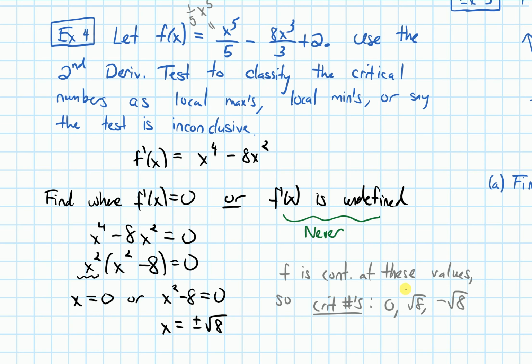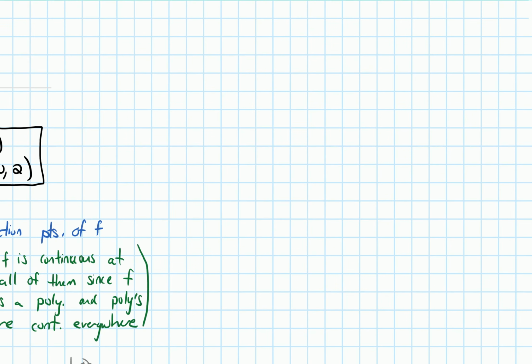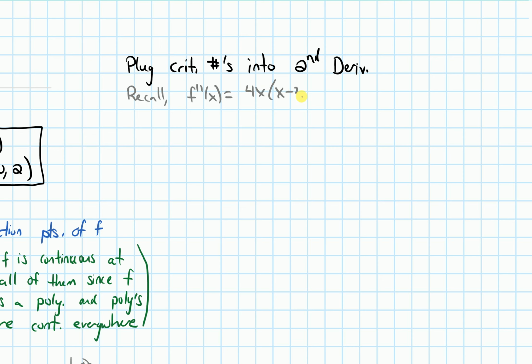Okay, so let's apply the second derivative test to these values. What we need to do is plug the critical numbers into the second derivative. So let's recall what the second derivative was. We had actually written it in factored form in the previous video. It was 4x times x minus 2 times x plus 2. And it's just a little bit easier to plug into factored form to determine whether the whole thing is going to be positive or negative. Okay, so let's do that for each of our critical numbers.